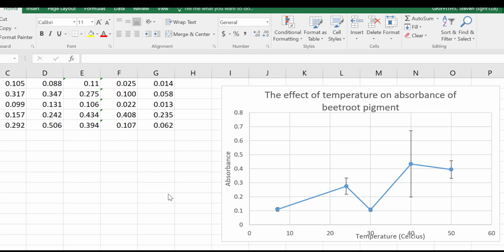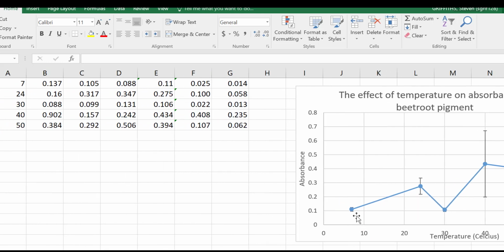So let's firstly consider what standard error of the mean means. It's basically variation in the mean between the trials. So if we've got a very low error bar, it means that there was very little difference in the data between each of the trials at that temperature. If we have a look at our 7-degree data, there's very little change between them, and so therefore we've got a small standard error of the mean.